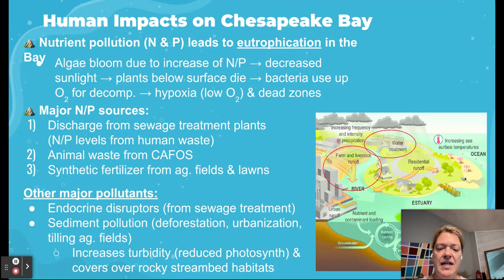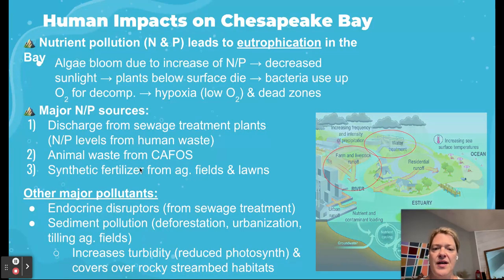This increases turbidity, which means the water gets really cloudy. You've probably seen water that's very cloudy after storms, especially because of the runoff of soil. And this reduces the amount of photosynthesis that can occur in the water. And then it covers over those rocky stream beds, which makes it difficult for organisms with gills to live in the areas that they like to live in.